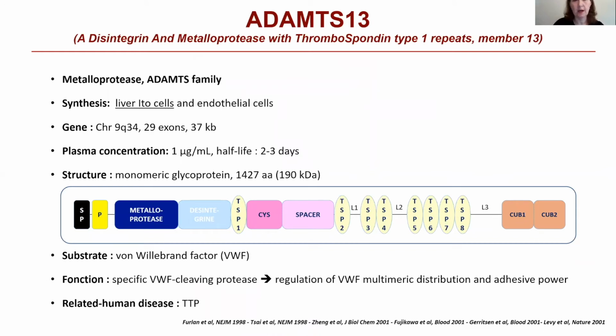ADAMTS13 is synthesized by the stellate cells of the liver and by the endothelial cells. Its gene is located on chromosome 9, its plasma concentration is about 1 microgram per ml, and its half-life is about 3 days. It is a monomeric glycoprotein with several specific domains, and it has only one known substrate, which is von Willebrand factor. ADAMTS13 specifically cleaves von Willebrand factor to regulate its multimer distribution and consequently its hemostatic power in plasma. We will go back in a few slides to the only human disease it is related to, the TTP.